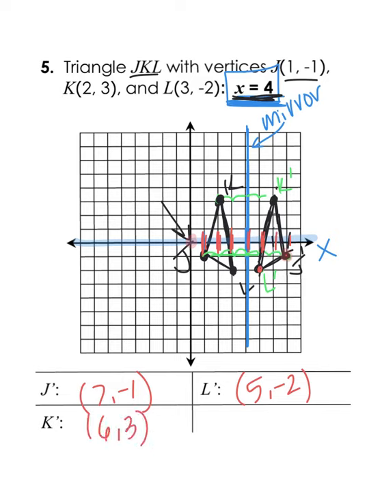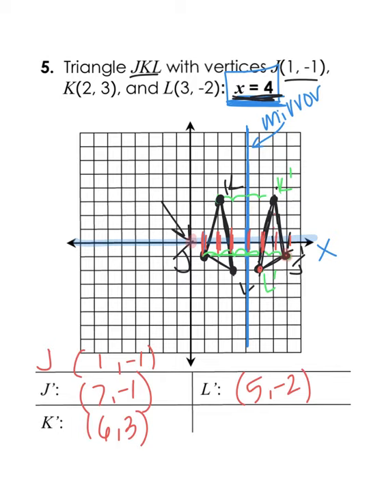So 6, 3. There's also rules for these, so why don't you just take a guess? So look at J. Let me just write down J. It's good to just problem solve too. If you don't want to memorize the rules, just think about what they mean. So J was 1, negative 1, right?